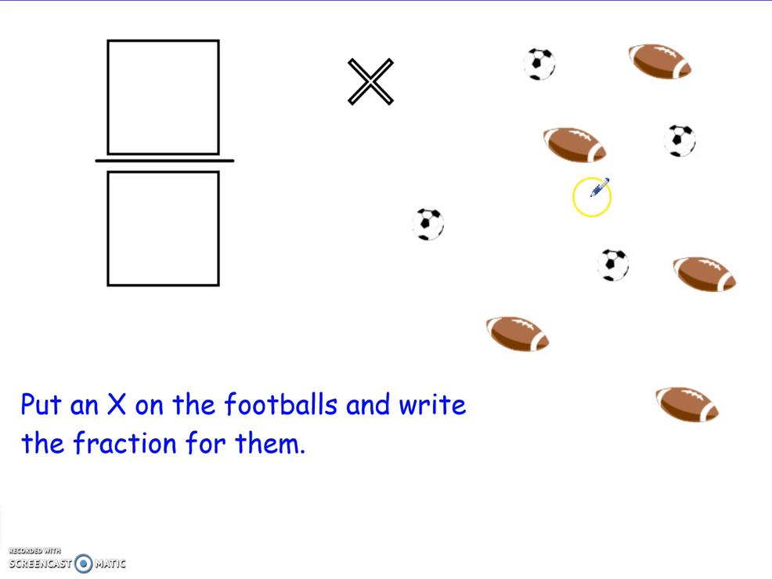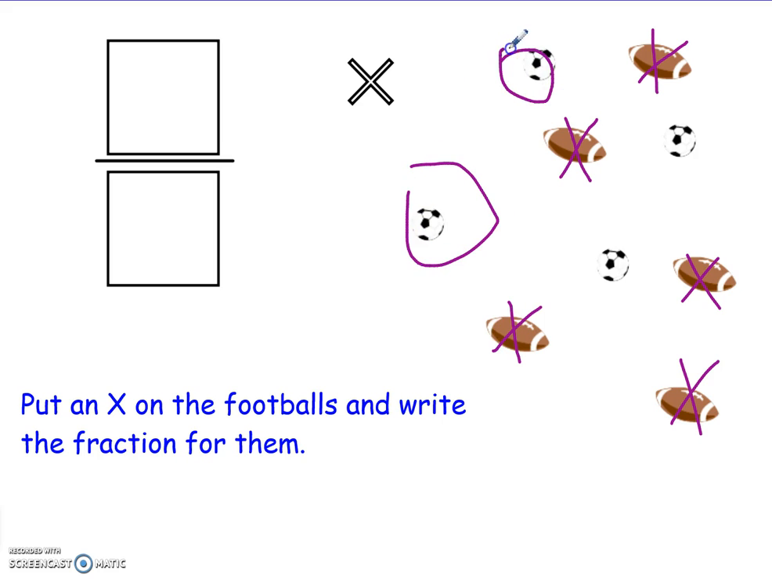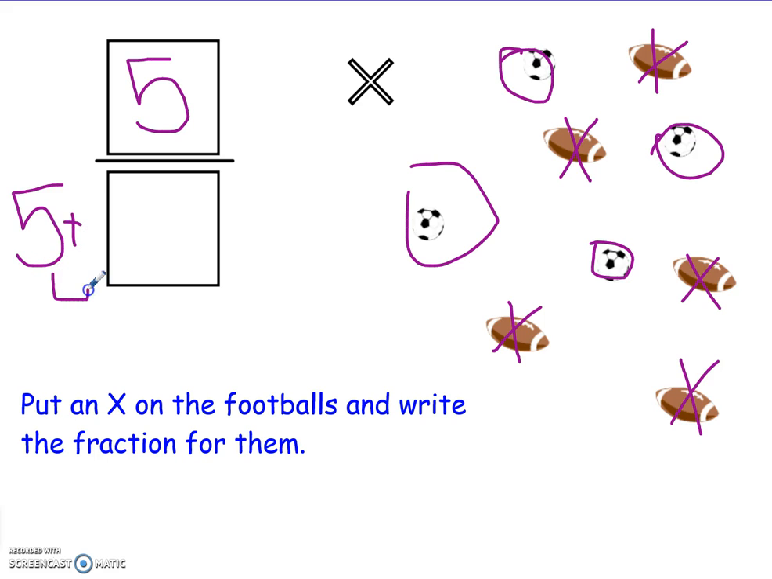And then put an X on the footballs and then write the fraction of how many there are. So this is just the same thing as the other one. So there's 1, 2, 3, 4, 5 out of 1, 2, 3, 4. So we have 5 out of 5 plus 4. So 5 out of 9.